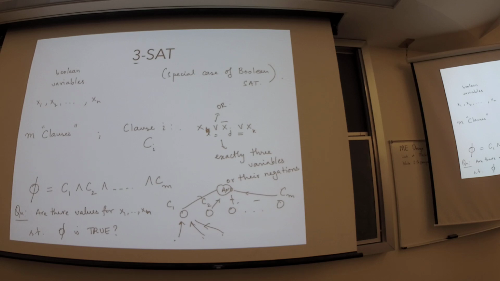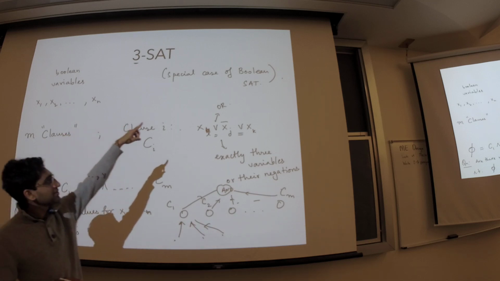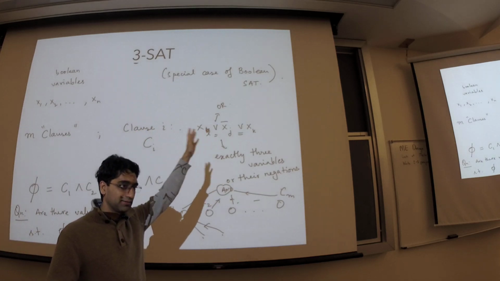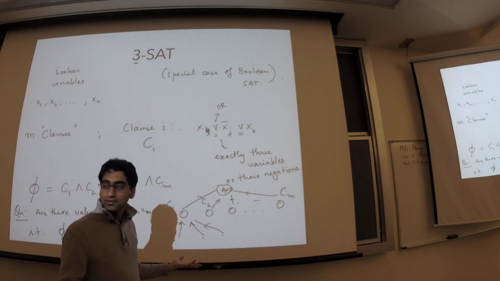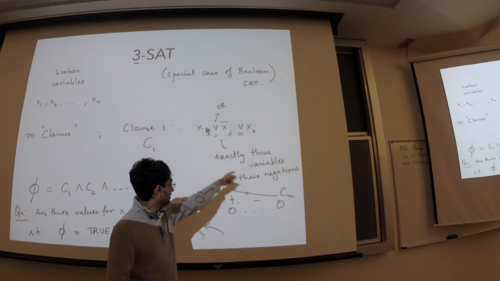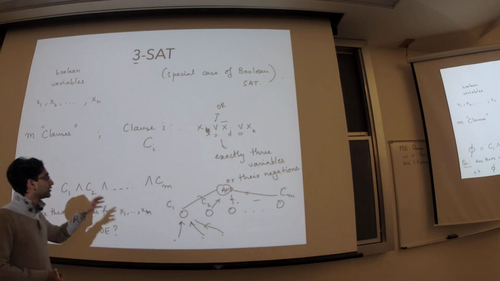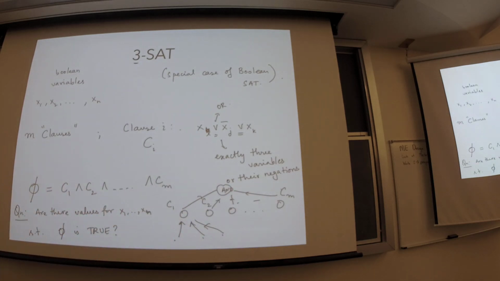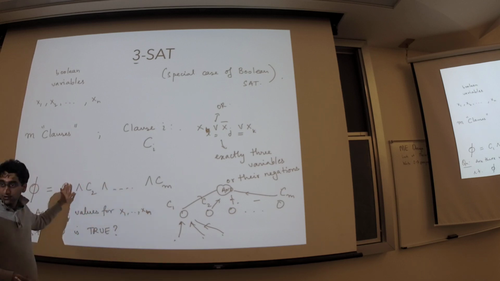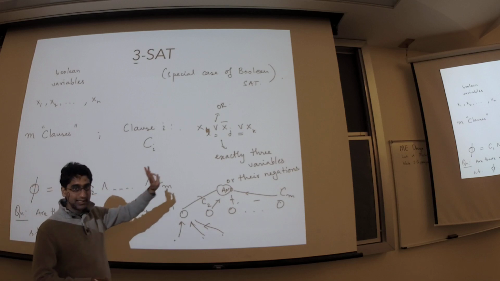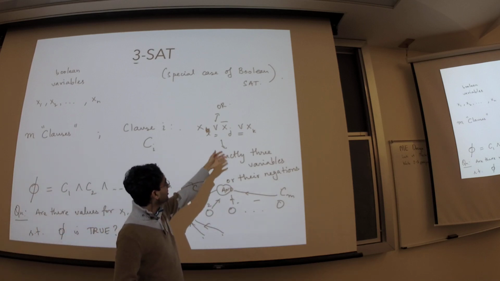Any questions? So you should get two things from this slide. One is that this is a special case of Boolean satisfiability, in that this is one kind of circuit, and it looks like this. The form it has is that this circuit is basically an AND of a bunch of clauses, and each clause has exactly three variables or their negations.